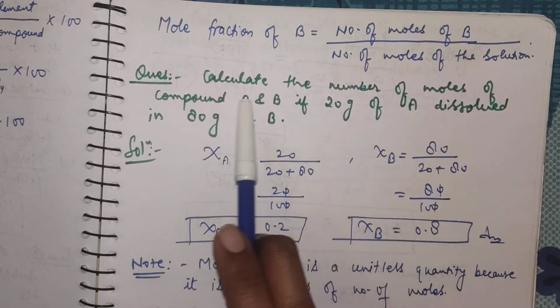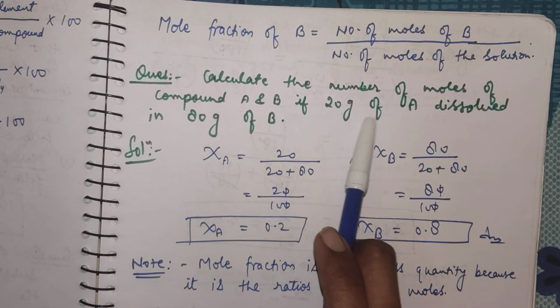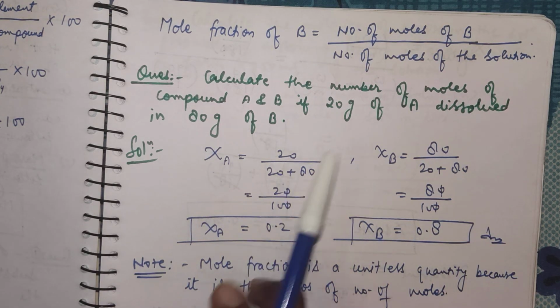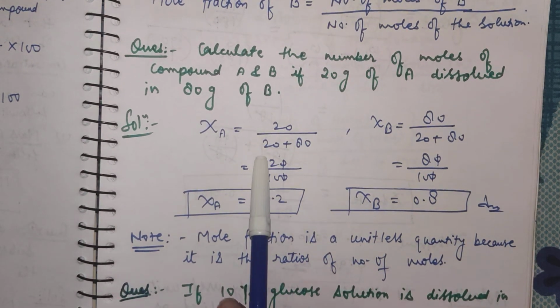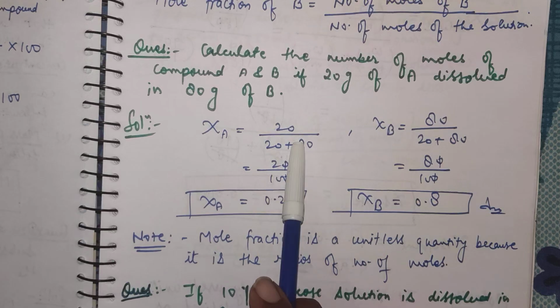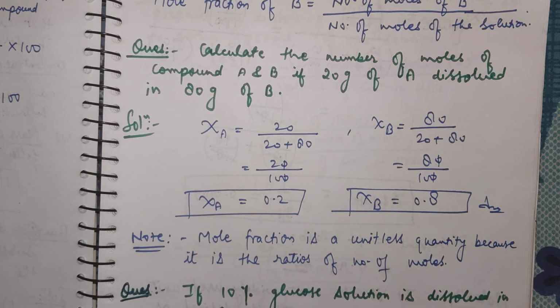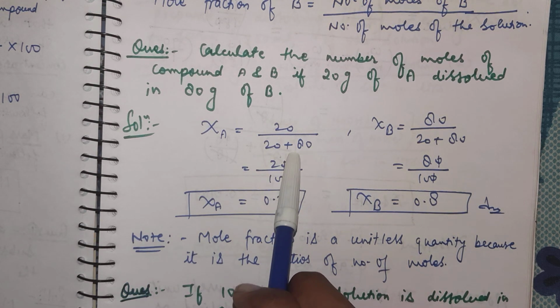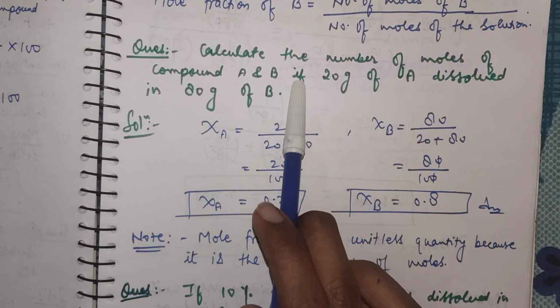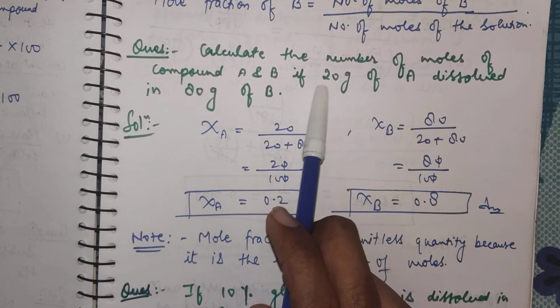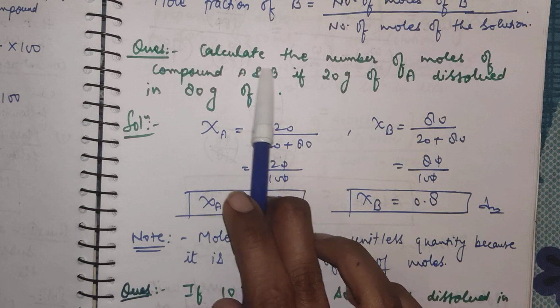Now come to the next question based on it. Calculate the mole fractions of compounds A and B if 20 gram of A dissolves in 80 gram of B. So mole fraction of A is equal to 20 upon 20 plus 80 is equal to... oh, I think there is a mistake in this question. The given masses are 20 and 80. I think this question is incomplete.